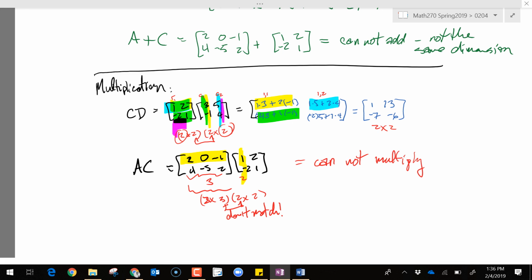Okay, so we can't multiply this, so it's just going to be undefined. For you to be able to multiply matrices, you need to have the number of columns in the first matrix match up with the number of rows in the second matrix.